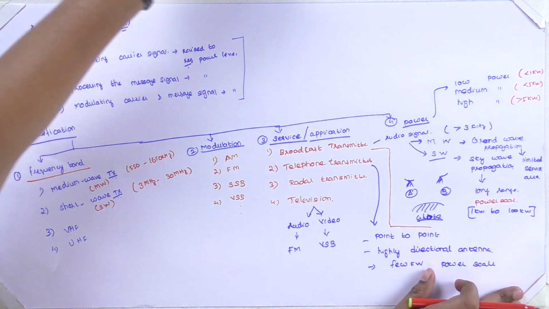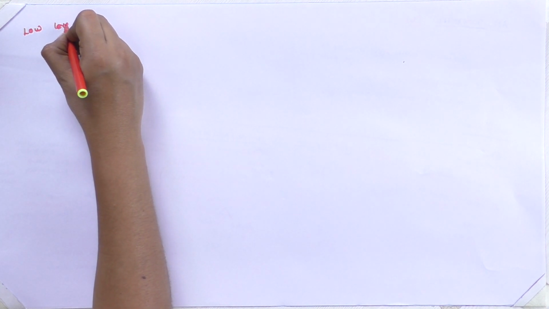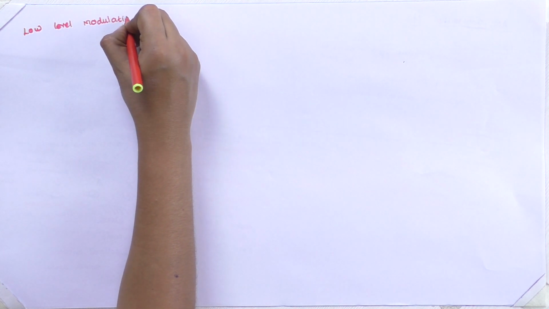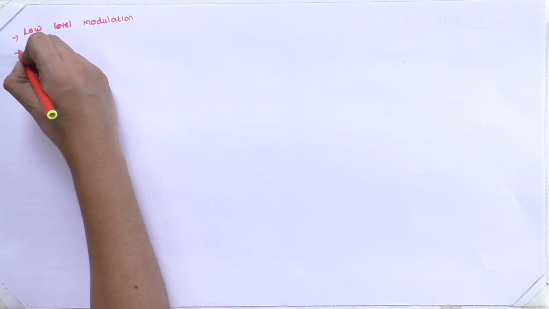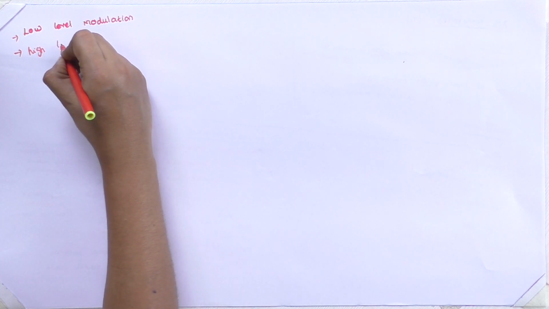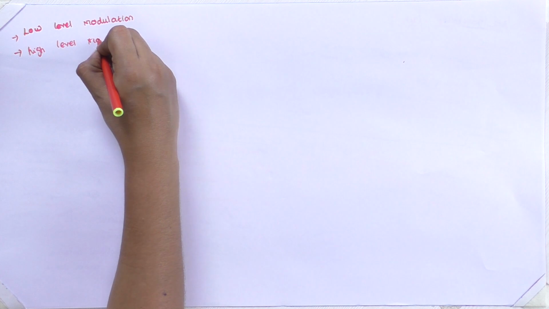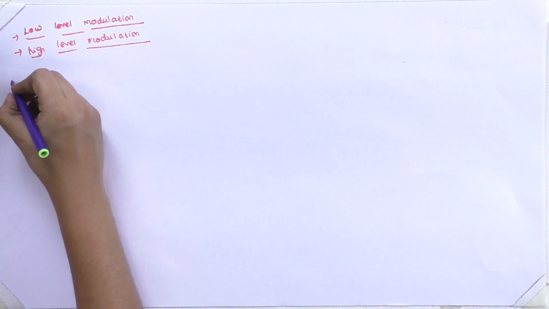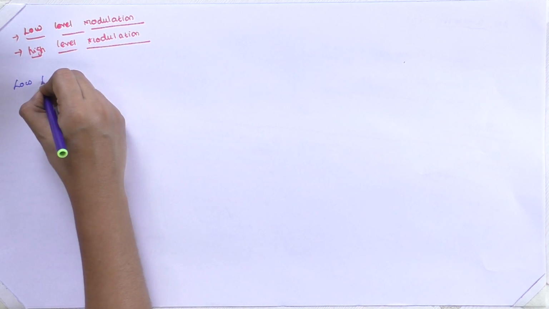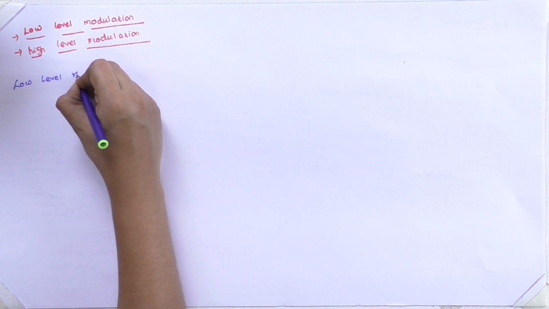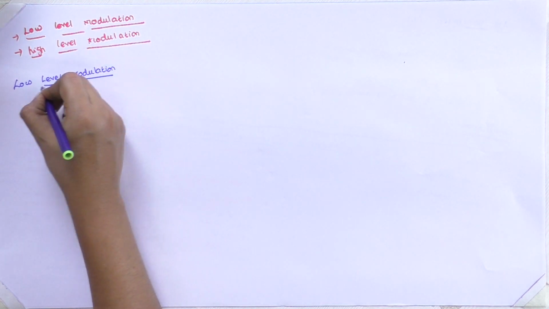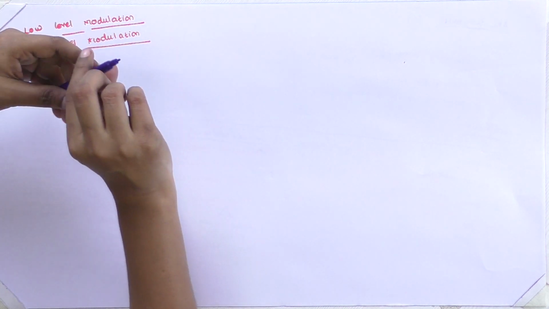Now we are going to see two types of modulation based on the power: low level modulation and high level modulation. These are the two classifications under power. We'll see them one by one. What is low level modulation? Then we move on to high level modulation. So our first topic is going to be low level modulation. What is low level?